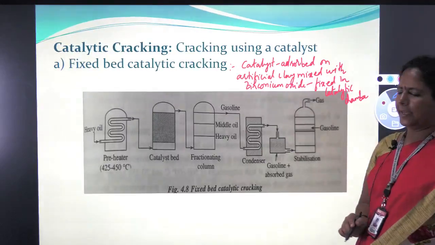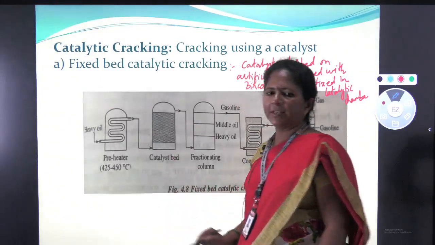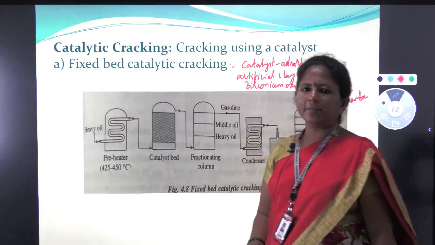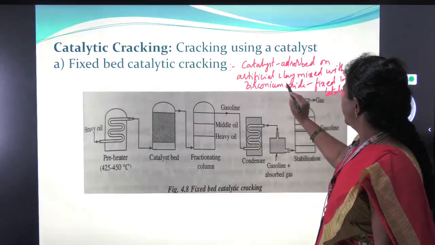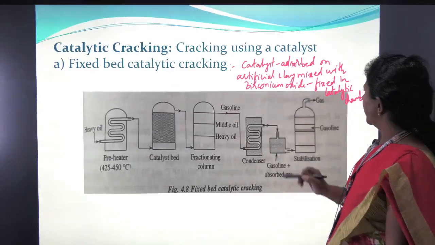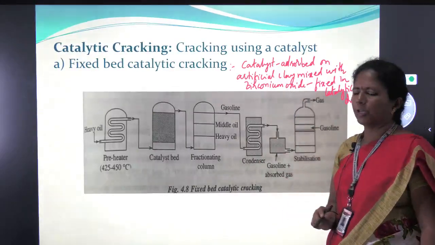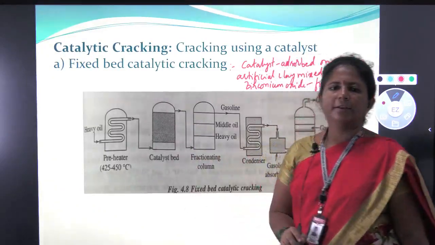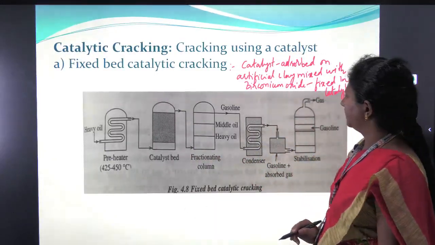As this is fixed in the catalytic chamber, here we are saying catalytic bed, no? So in this catalytic bed, what will be fixed here means the catalyst will be adsorbed on the artificial clay which is mixed with zirconium oxide, and that will be fixed here. So that's why we call this method fixed bed catalytic cracking.